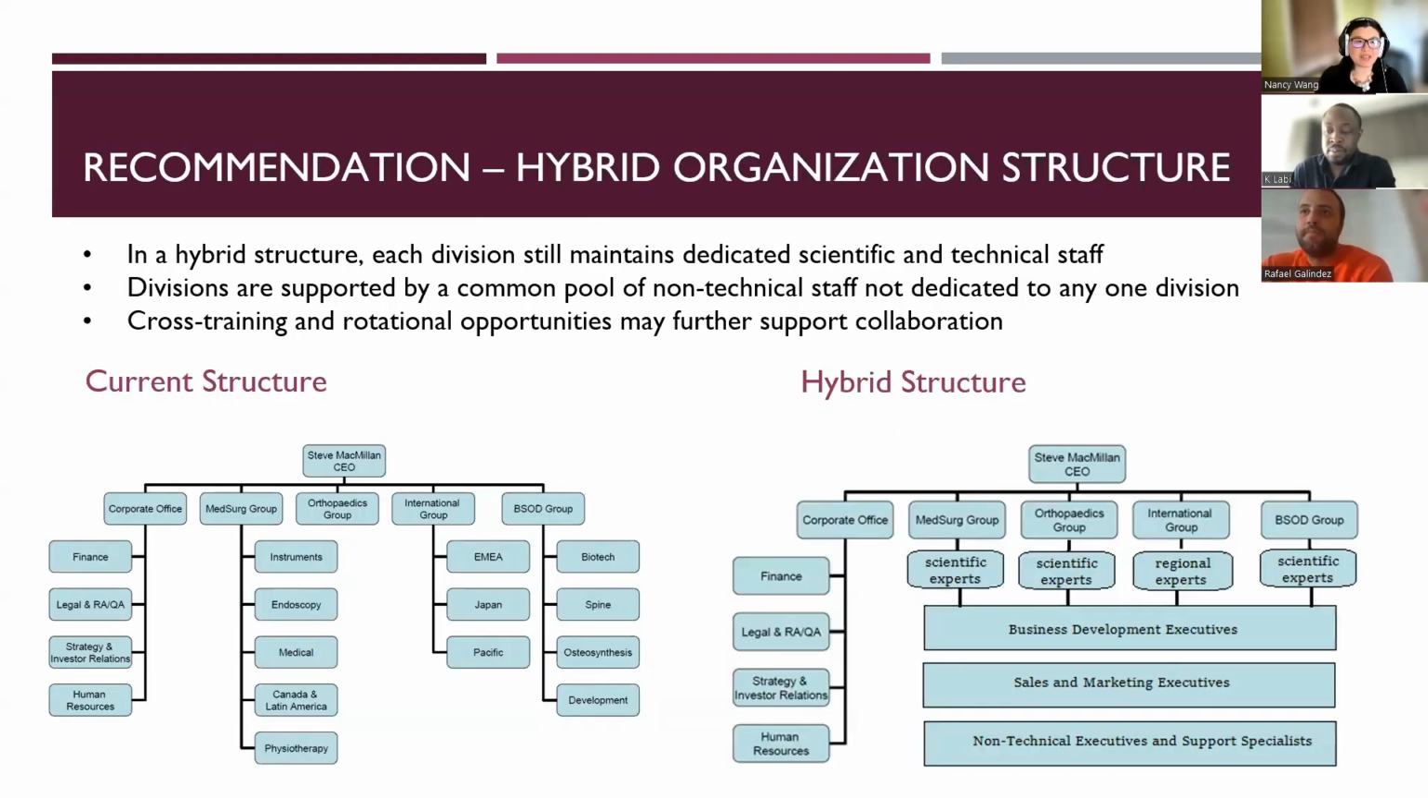Thank you. Our last recommendation is to revamp your org structure to a more hybrid approach in organizing divisions. In our proposed hybrid structure, which is on the right, each division still maintains dedicated scientists and technical experts, but they're instead supported by a common pool of non-technical and non-expertise staff. They don't belong to any division, but they serve each division depending on their flexibility and free time. We can implement cross-training and rotational opportunities to further support collaboration, but this maintains decentralization while promoting interdivisional collaboration.